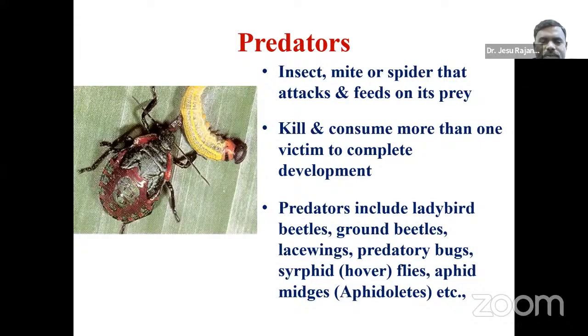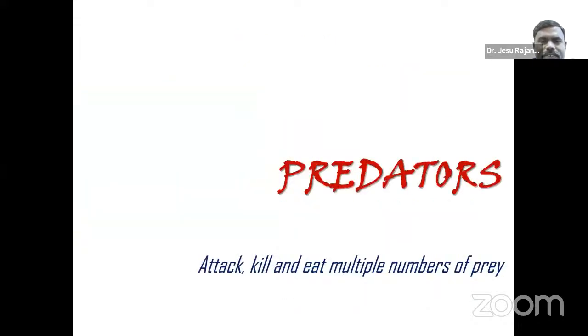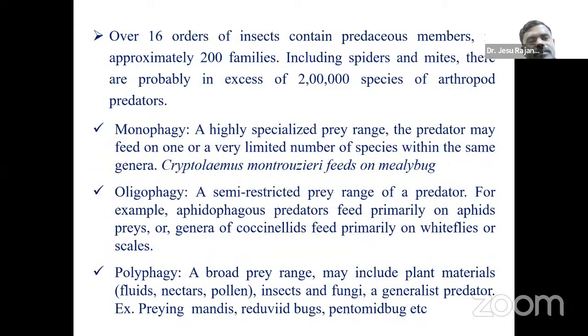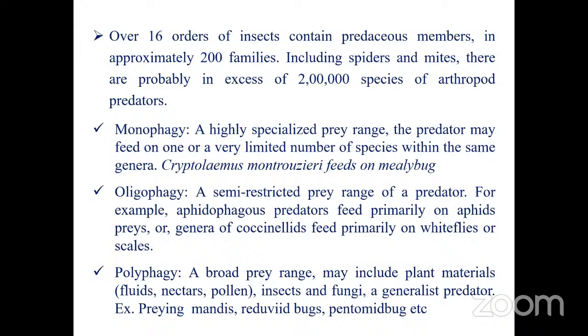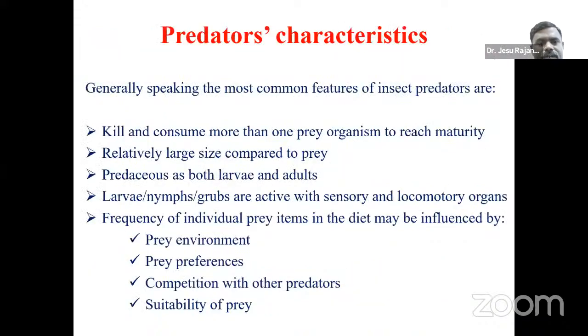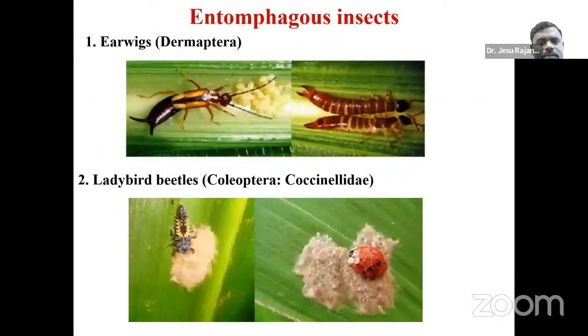So this also everyone knows, what is a predator, what is its purpose and so on. These are very basic things. Out of 30 orders, almost 16 orders have insect predators. More than 200 families, more than 2 lakh species of arthropods have predators. You know that some insects have monophagy, oligophagy, and polyphagy. These are some basic characters of insects.